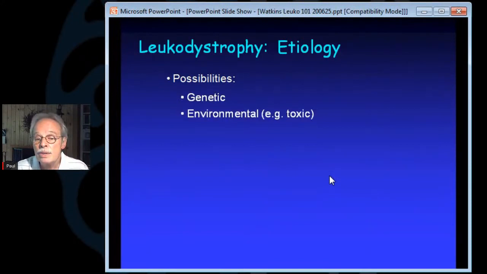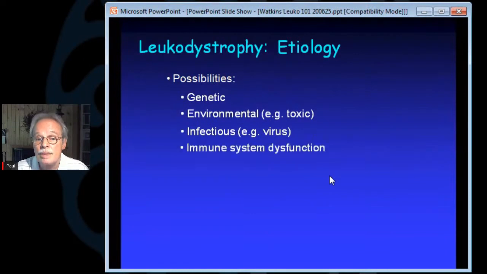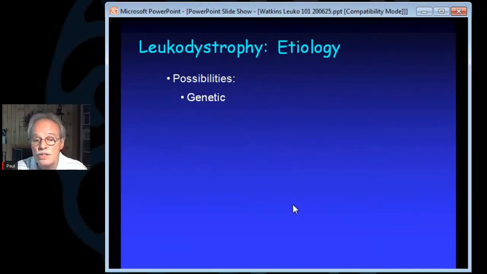There could be an environmental cause, like a toxic cause. Could be infectious, like a virus, like Zika, or, what's the other one, it's not coming to me, but a viral infection. Could be an immune system dysfunction, like we see in multiple sclerosis. The leukodystrophies that we are most interested in discussing here are the ones that are of a genetic cause, the ones that are hereditary. So that's what we're going to be talking about here.